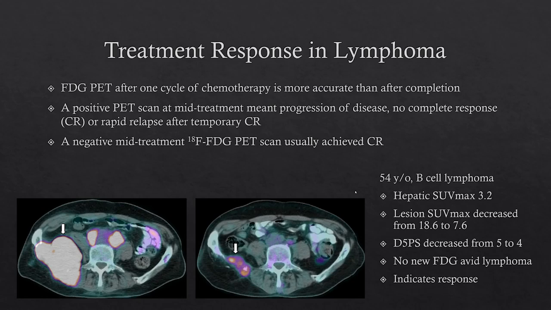So here's an example of a patient, a 54-year-old with B-cell lymphoma, hepatic SUV max is 3.2. This large lesion over here is rather FDG-avid, 18.6 pre-treatment. Post-treatment dropped to 7.6. On the 5-point scale, this decreased from a 5 to a 4. On the scan, we saw no new FDG-avid lymphoma. So even though it's still FDG-avid, still greater than hepatic levels of uptake, it has decreased, no new lesion. This would indicate partial response.